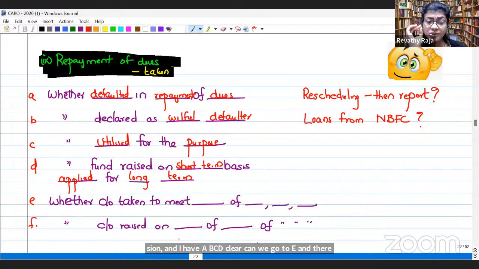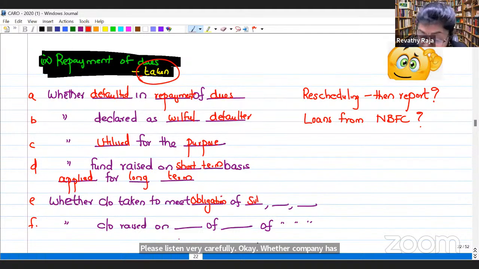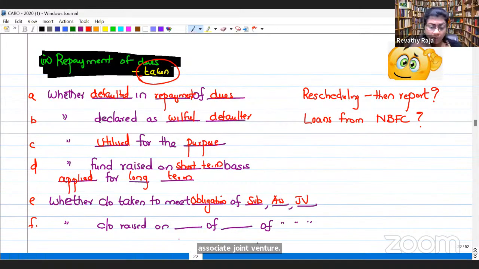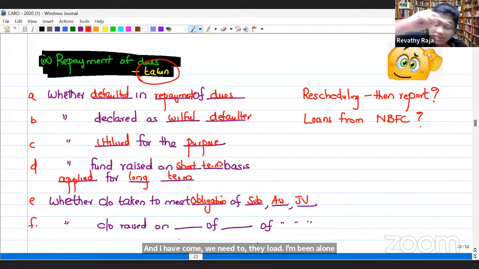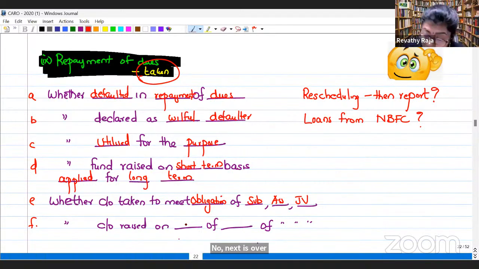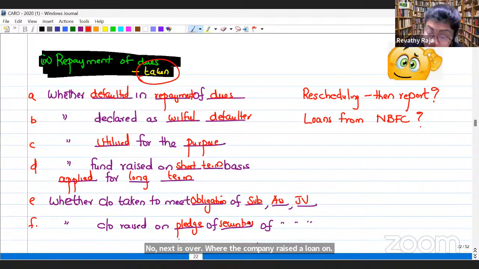You might be confused. Please listen very carefully. Whether the company has taken loans to meet the obligation of a subsidiary, associate, or joint venture. Our company took the loan, for meeting the obligation of whom? Subsidiary, associate, JV. The company took it for them. Now, next is the reverse: whether the company raised the loan on pledge of securities held in subsidiary, associate, JV.